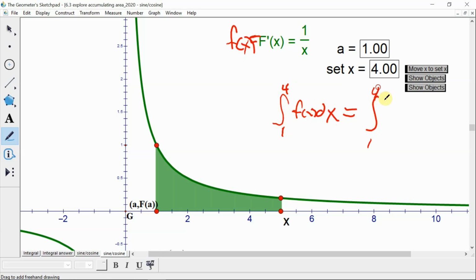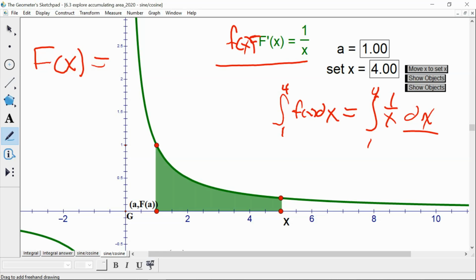So the integral from 1 to 4 of 1 over x dx. Be sure you write that. So you can see the shaded region here. So we know that the function that's helping us understand this accumulated area should be the antiderivative of that. So I need the function so that when I would take the derivative, I get 1 over x. So hopefully you're already writing it down, the natural log of x. So again, I don't know what point it goes through, but it has some c value associated with it.